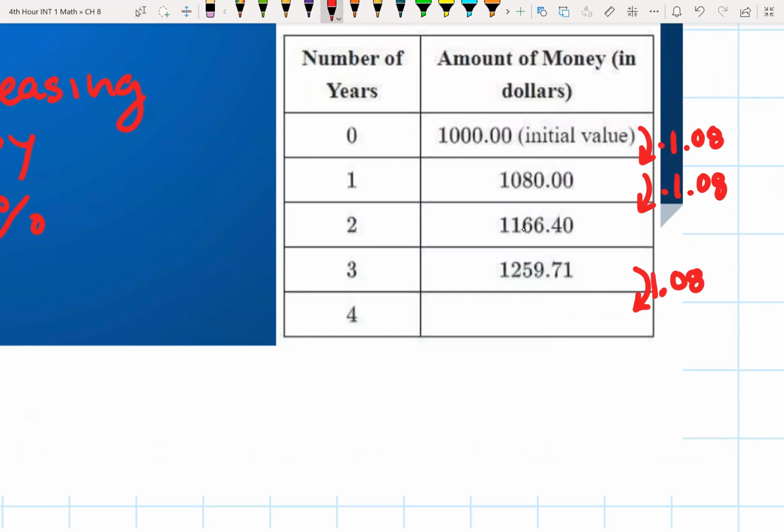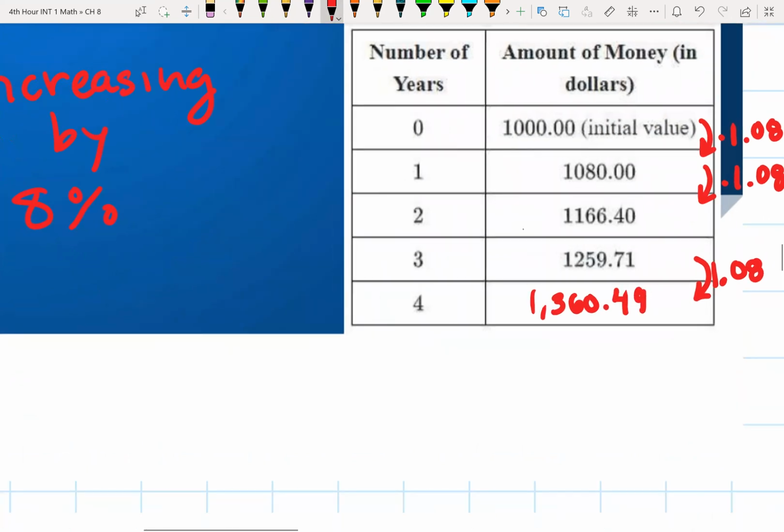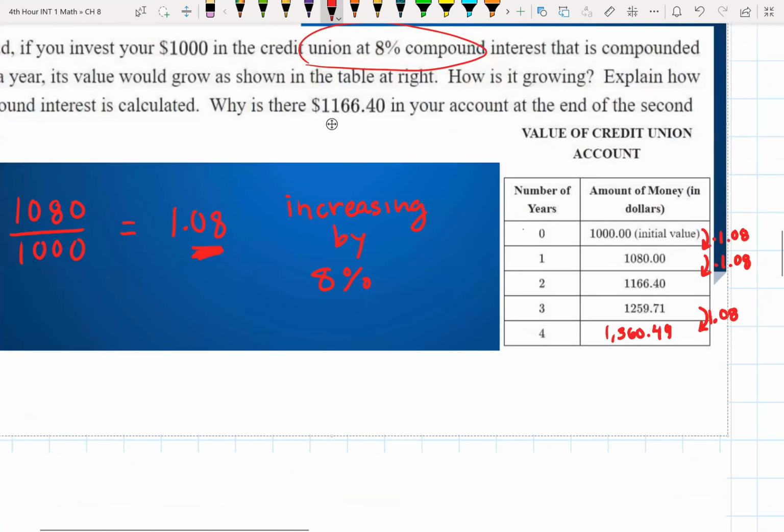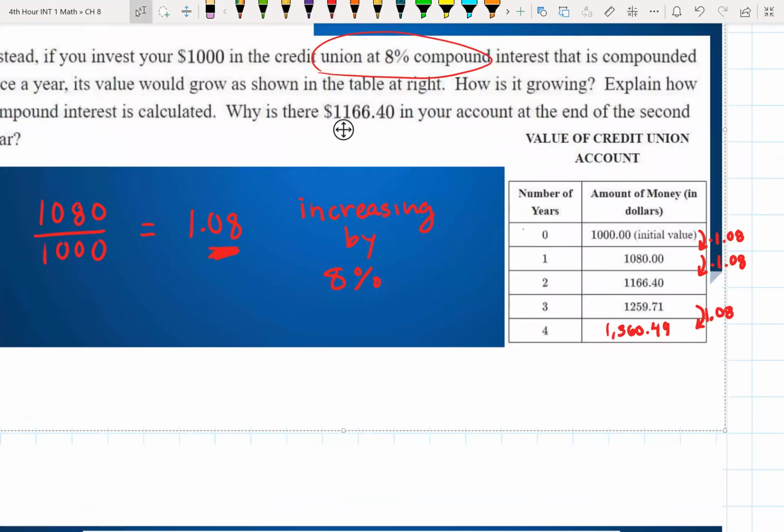So let's take 1259.71 times 1.08, giving us 1,360, about 49 cents after that. So that's how much money we would expect to have in our account after 4 years.